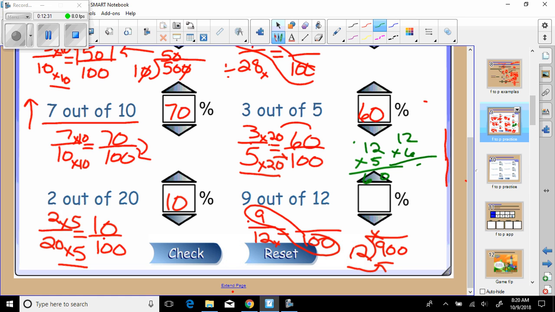6 times 2 is 12. Carry the 1, that's 72. Getting closer, but can we take it a step further? Can we multiply 12 times 7 and get close to 90? So 7 times 2 is 14. Carry the 1. All right, 7 times 1 is 7, plus 1 is 84.